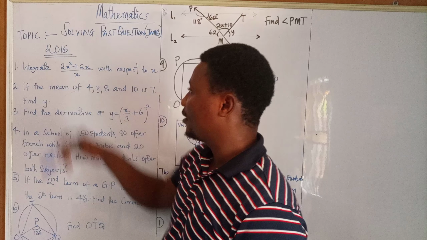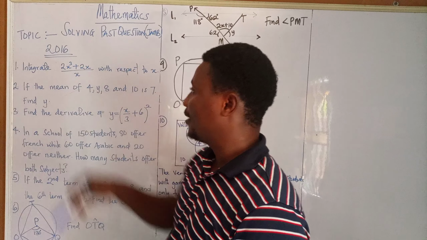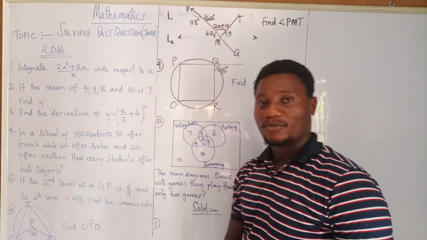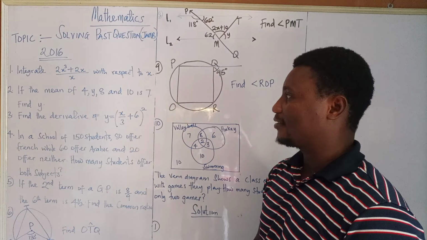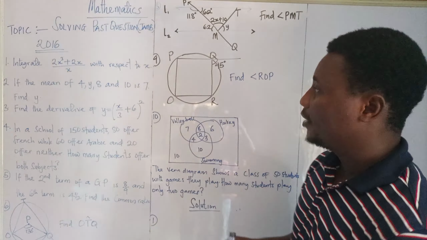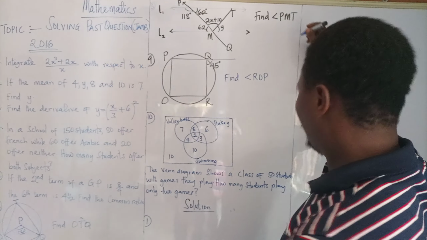So we start from year 2006. JAMB past question, year 2006. So we have question one there. Integrate (2x cubed plus 2x) divided by x with respect to x. So how do we integrate something like this? Solution.